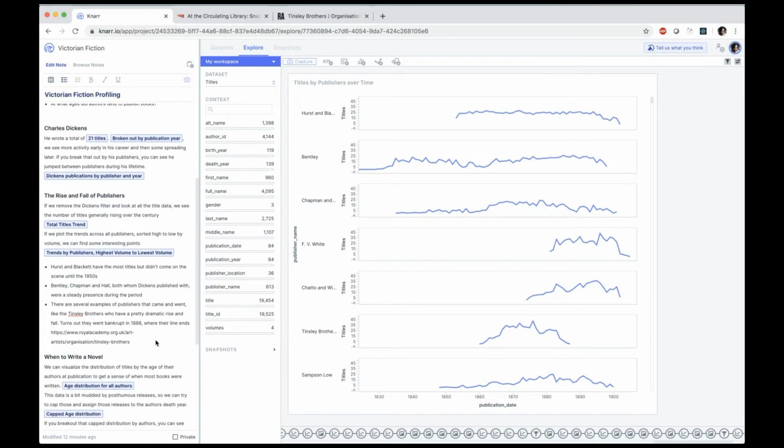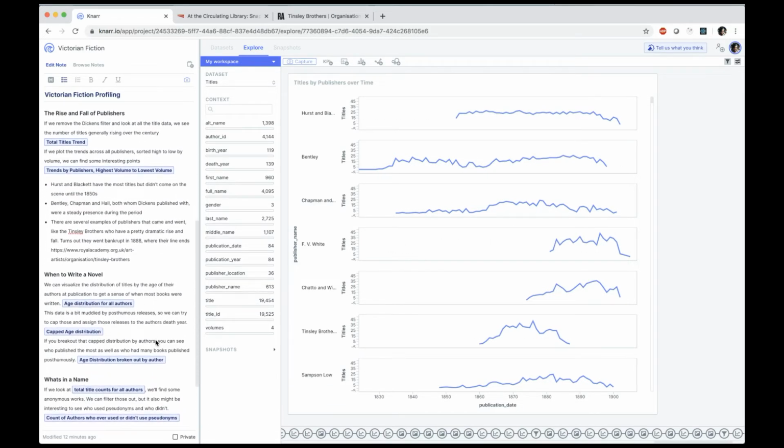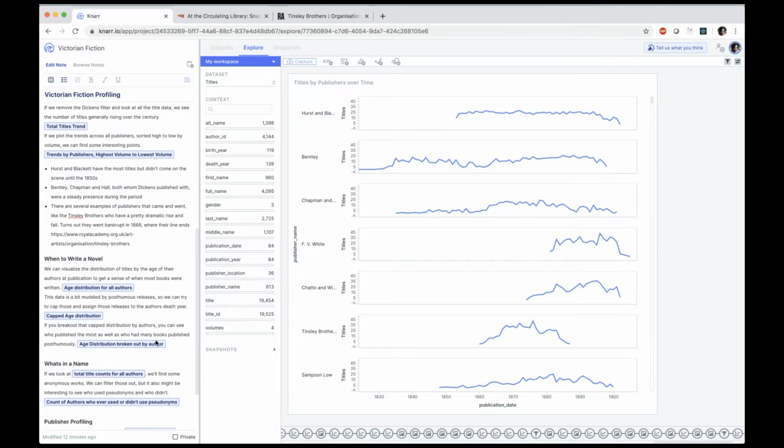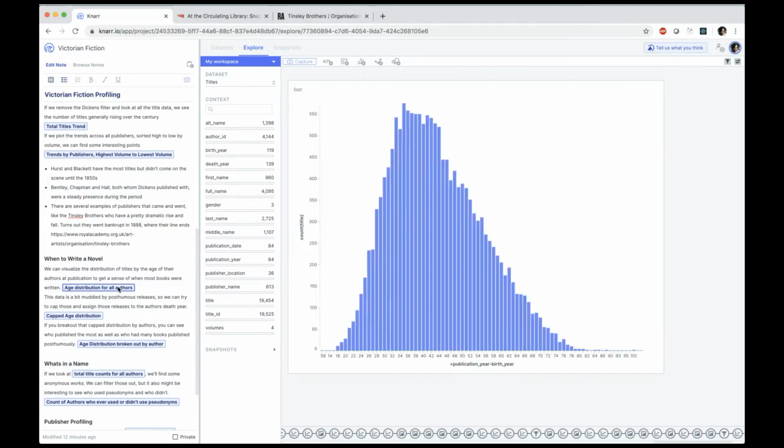Now, another thought I was wondering about is, when do these people write? When do these authors publish? Can we look at the age distribution for when authors were writing these books? And so here's a breakout, an approximation of how old someone was when their novel was published. That's not the same as when they authored it necessarily, and that's something we need to keep in mind.